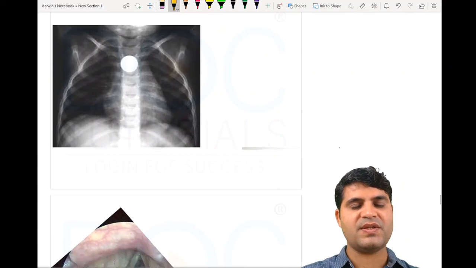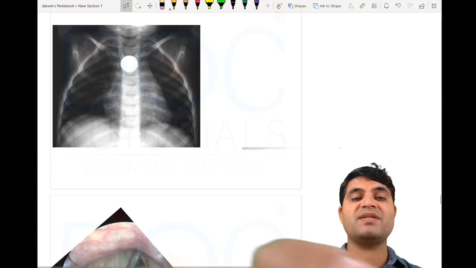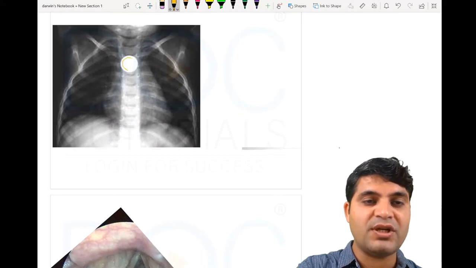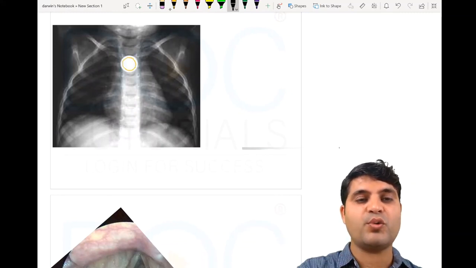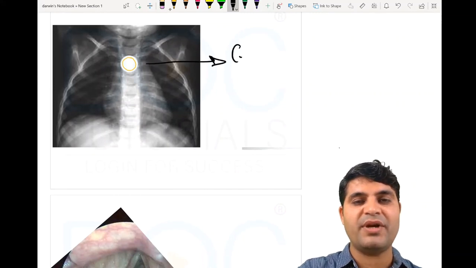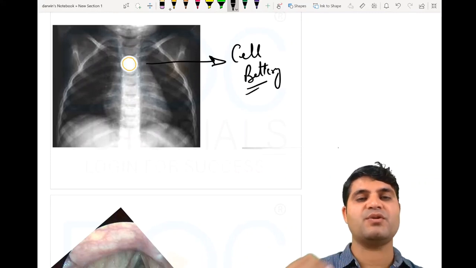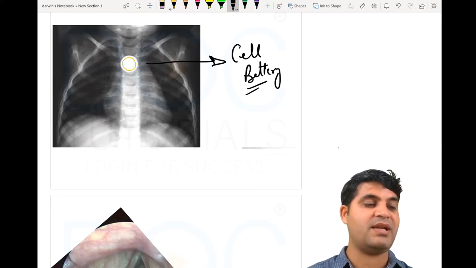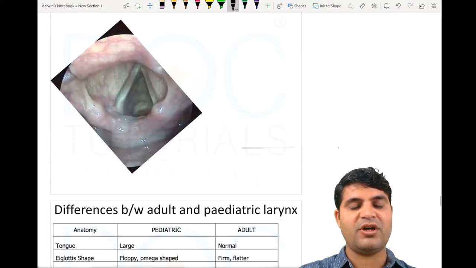So yes, this is a foreign body. You can see a coin. But the purpose of putting this x-ray is that whenever you are able to see a double ring sign like this, then that is not a coin, that is a cell battery. So don't make this mistake. Double ring sign is always seen in cell battery. So this is indirect. Now we are moving to larynx.